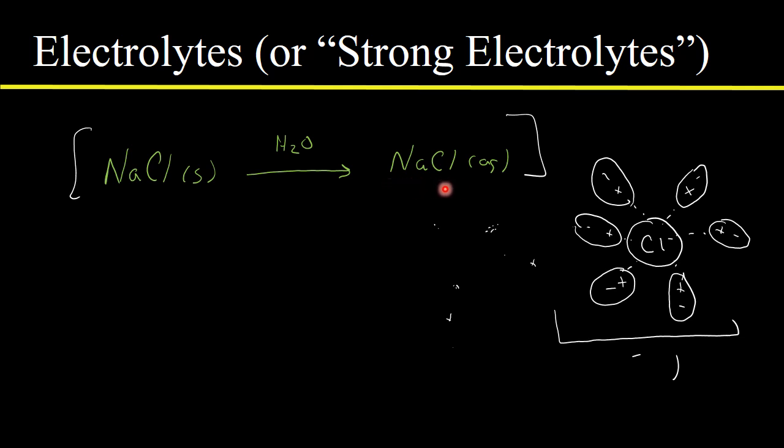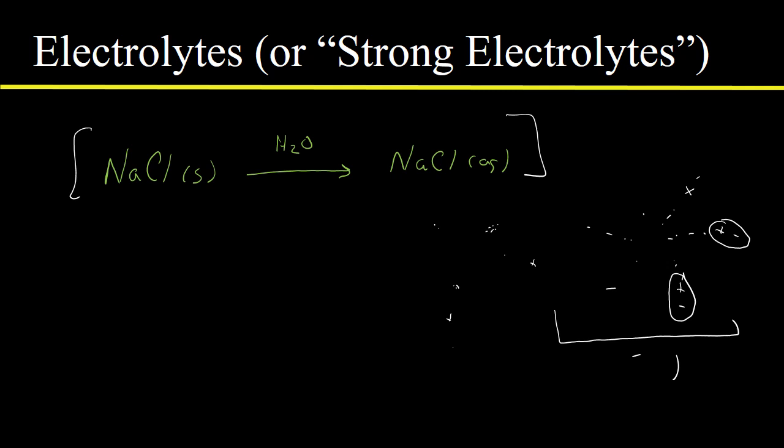There's no such thing as dissolved sodium chloride molecules in the solution. Right? The solution doesn't actually contain any sodium chlorides. It contains sodium ions and chloride ions, but it doesn't contain any sodium chloride per se. So a more accurate way of describing this reaction would be to write it this way.